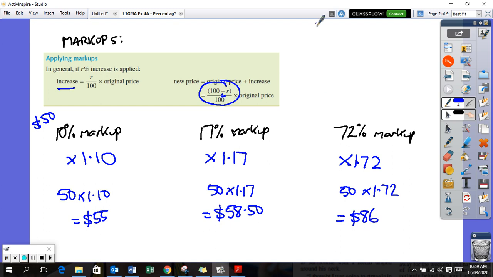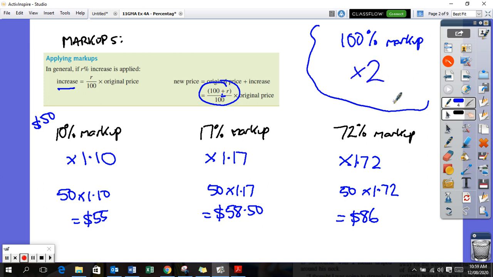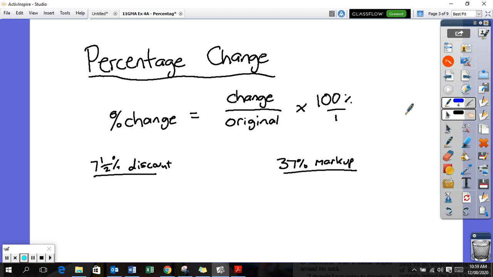Now, just as a little aside, if we had a 100% markup, that would be times 2, because we've got the original plus another lot of the original. So a 100% markup is just doubling. Okay, just got to make a little change here. So the next bit we're looking at is percent change.